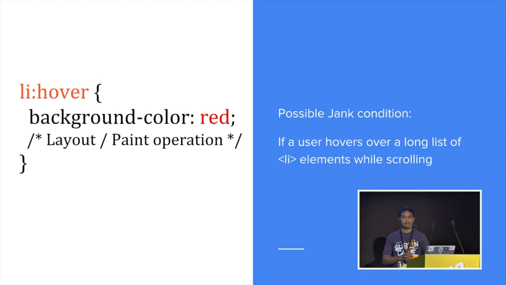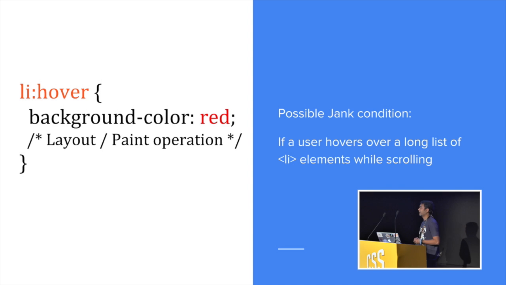There is an LI, and I have applied a hover over that. I have an event bound, on which I change the background color. Now, background color is a paint operation. So I need to make sure that I'm not doing something in parallel which may exceed my frame window.